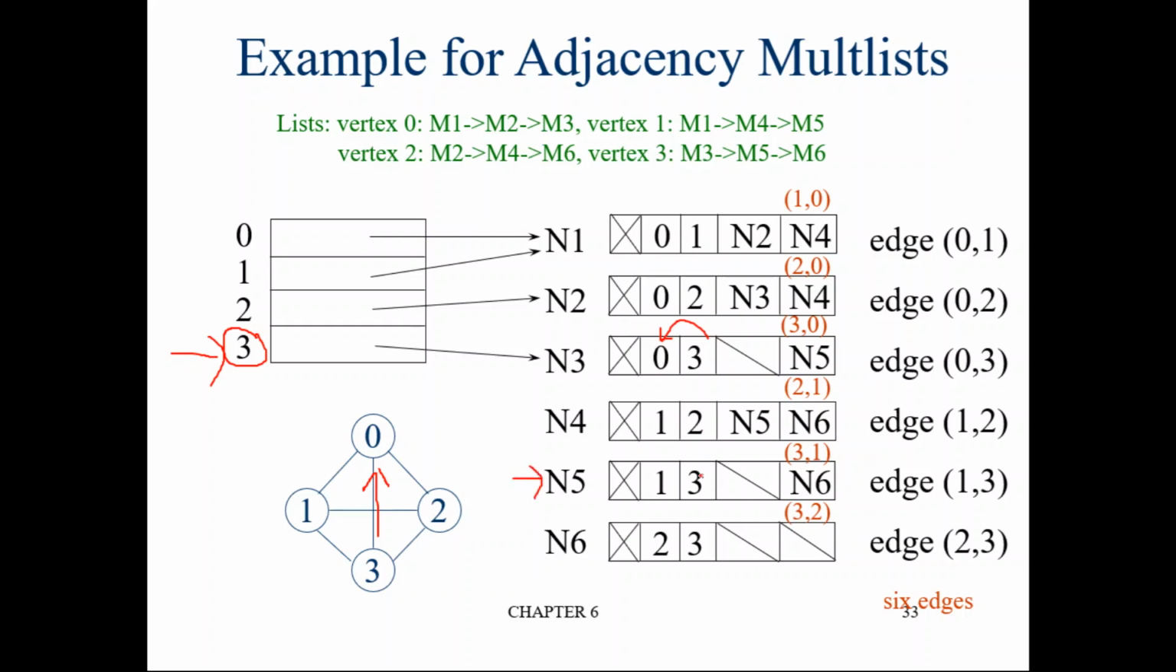In N5 you have 1 and 3, but our source is 3, so you take this way: 3 to 1. So the 3 to 1 edge is done. Then you follow this pointer, which is N6. In N6 you have 2 and 3, our source is 3, so you follow 3 to 2. This edge is done. After 3 to 2, the pointer is null, so stop. This is how things are represented using adjacency multisets.